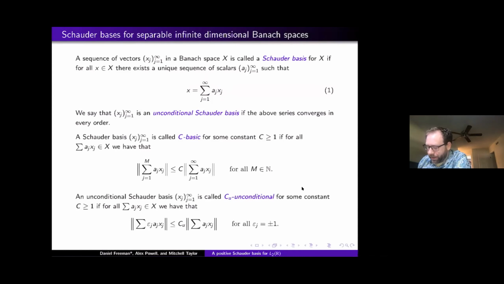And if you have a Schauder basis, the uniform boundedness principle gives you some constant C, and we're going to call a Schauder basis C basic if the projection onto any initial sum in the basis is bounded by C times the norm of the full sum. And then we call an unconditional Schauder basis CU unconditional if you put any plus or minus 1 in front of the coefficients, that doesn't increase the norm by more than a factor of this constant CU.